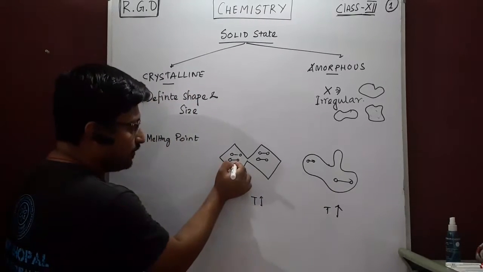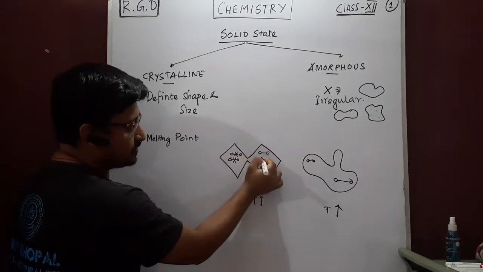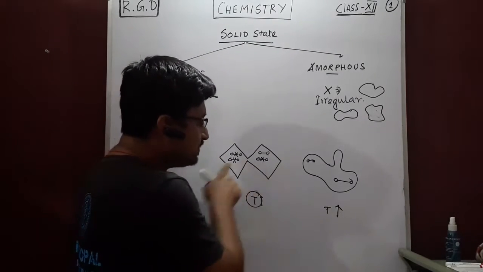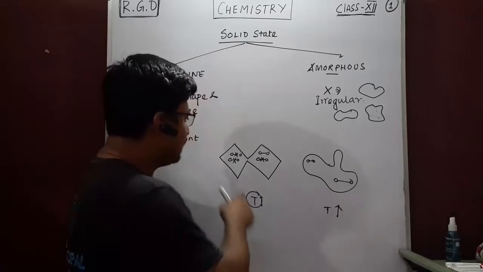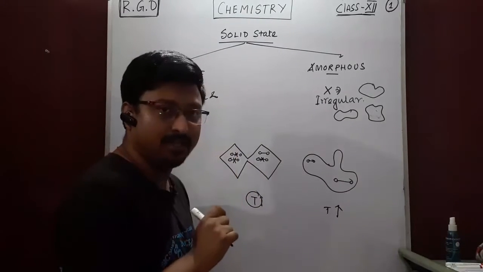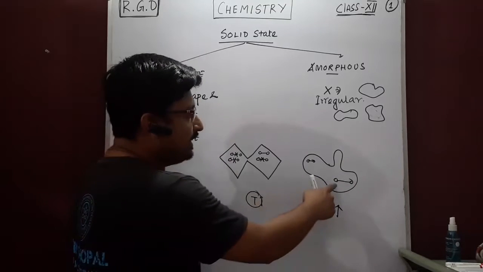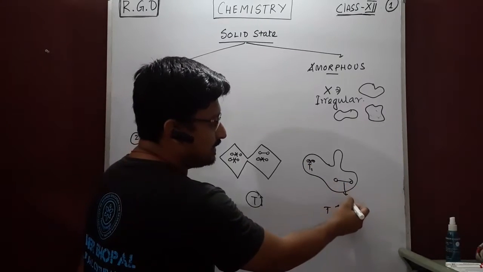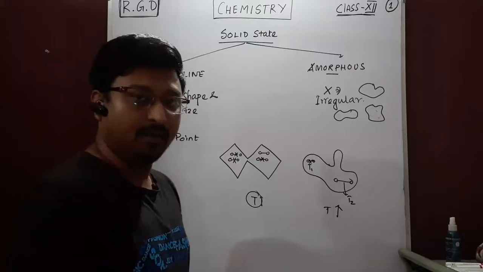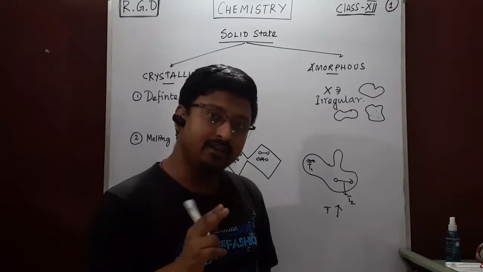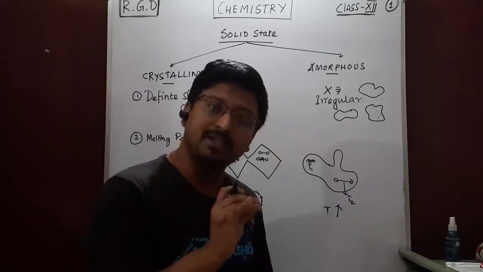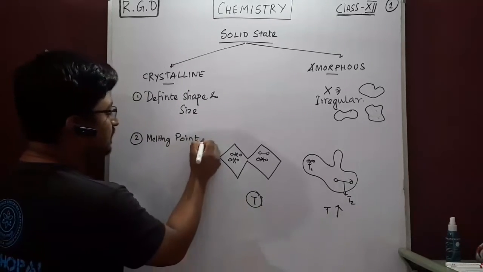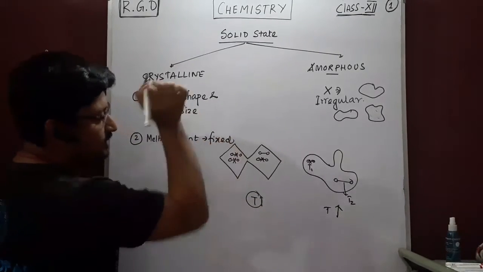So if you want to break this bond, you will have a particular fixed temperature, because these bonds, or I would say gaps, are the same. To break this gap you have one temperature, and for that gap you will have another temperature, because in that case the gaps are different. Breaking a large gap requires a low temperature, and a small gap requires a high temperature. So that's why in crystalline substances the melting point is a fixed quantity.